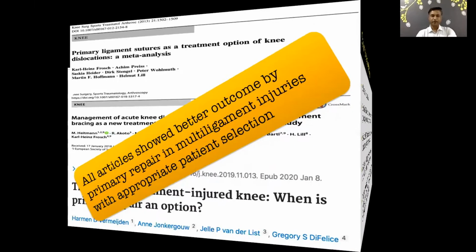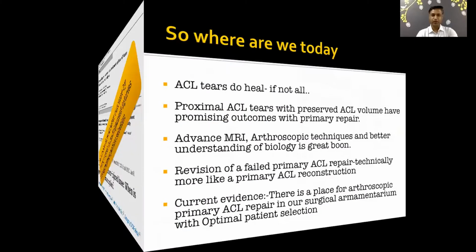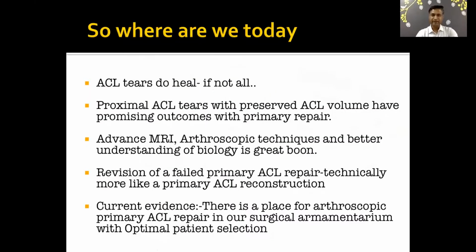So where are we today? So we know that ACL tears do heal, particularly the proximal tears, which have a good volume of stump left over, and have a promising outcome. The advanced MRI, the arthroscopic techniques, and better understanding of the biology have been a great boon for this technique. Even if your primary ACL repair fails, it will be a simple matter, as a primary ACL reconstruction will solve the problem. So definitely, there is a place for this procedure in my armamentarium if I have an optimal patient candidate for the repair. Thank you.